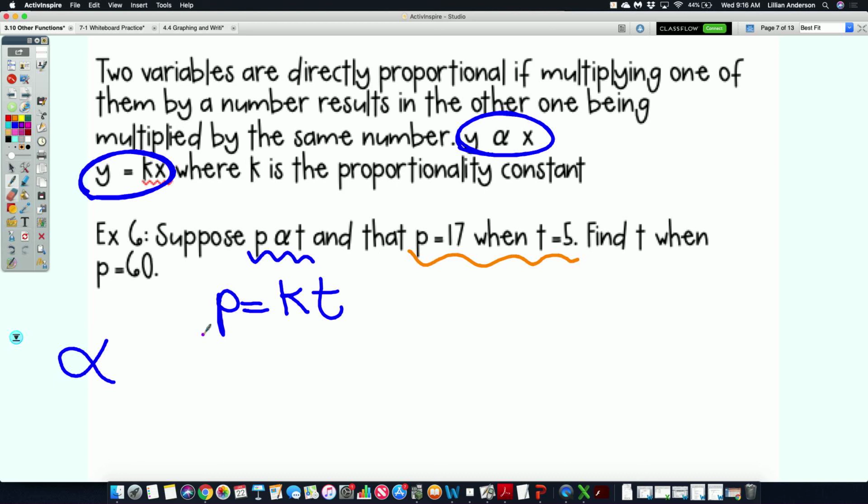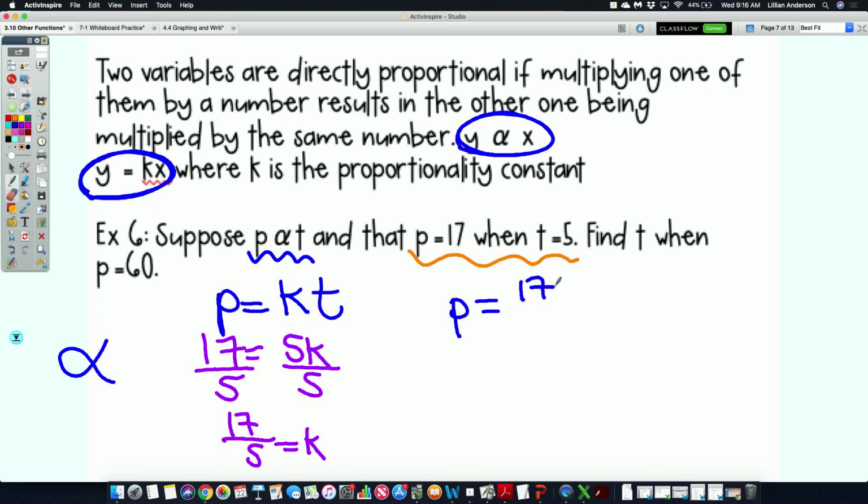So we'll plug in 17 for P. We'll plug in 5 for T. So this, can I write it as 5K? Is that going to throw anybody off? Okay. How do I solve for K? Divide 5 by both sides. All right. So that gives me 17 over 5 is equal to K. This is my proportionality constant, which means that my equation to represent this situation is P equals 17 over 5T.